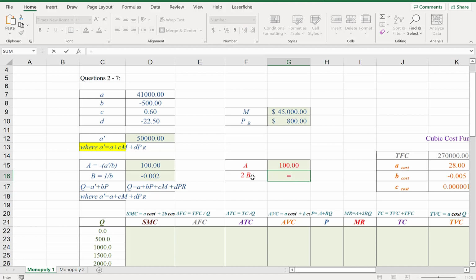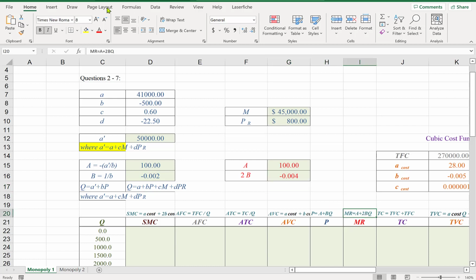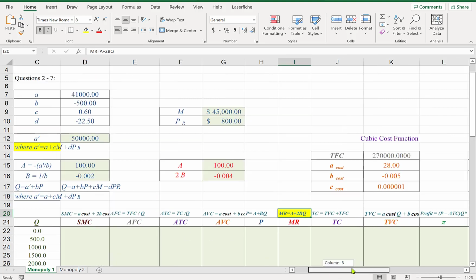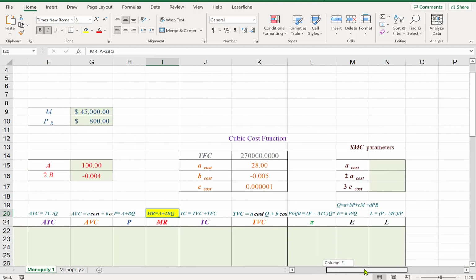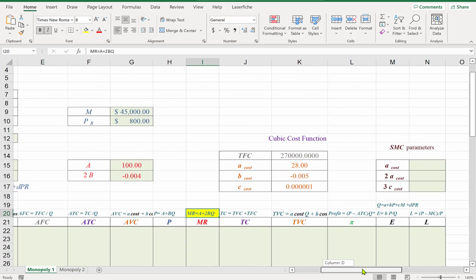And then this is where we create 2 times B. Why did I do 2 times B? Because look at the marginal revenue formula. It's A plus 2 times B. So I'm just creating really clear inputs so that we can include them in there. We can make our calculations easier.